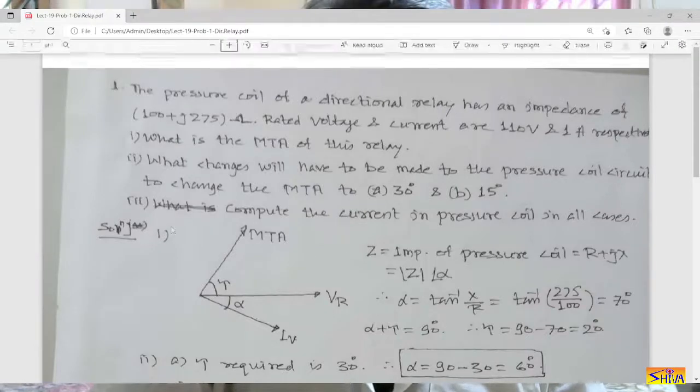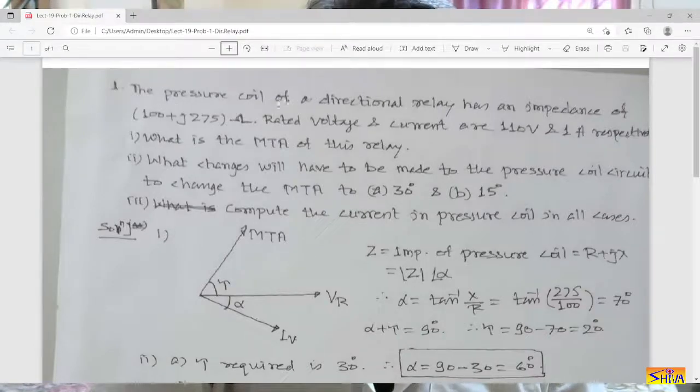The numerical is: the pressure coil of a directional relay has an impedance of 100 + j275 ohms. So, 100 ohms is the resistance and 275 ohms is the inductive reactance of the coil. Rated voltage and current are 110 volts and 1 ampere respectively.